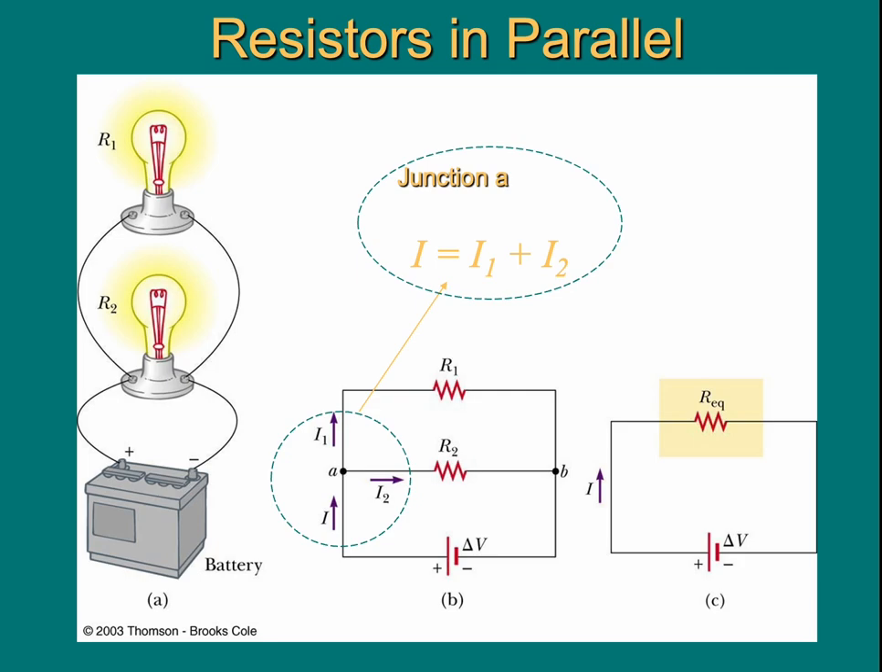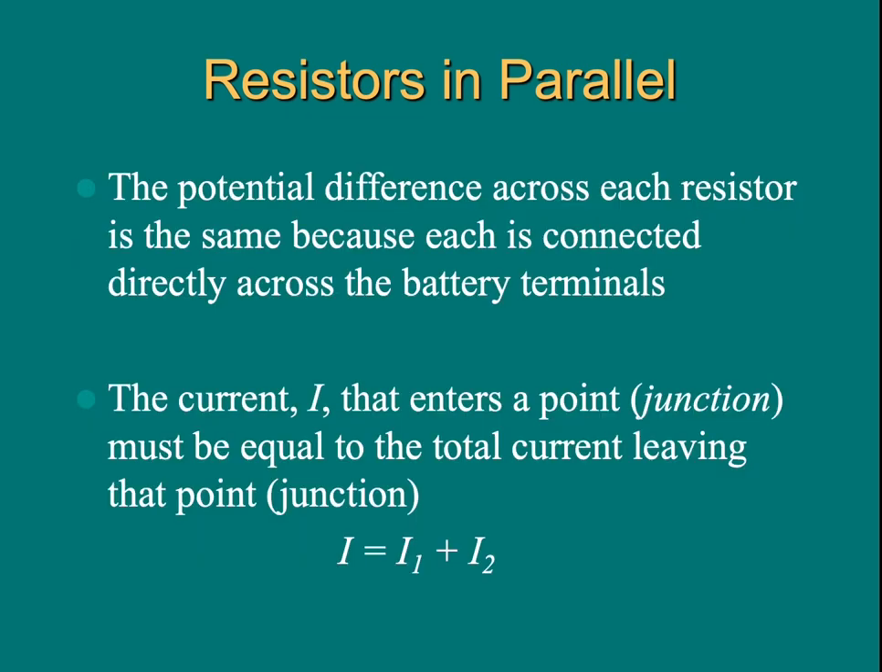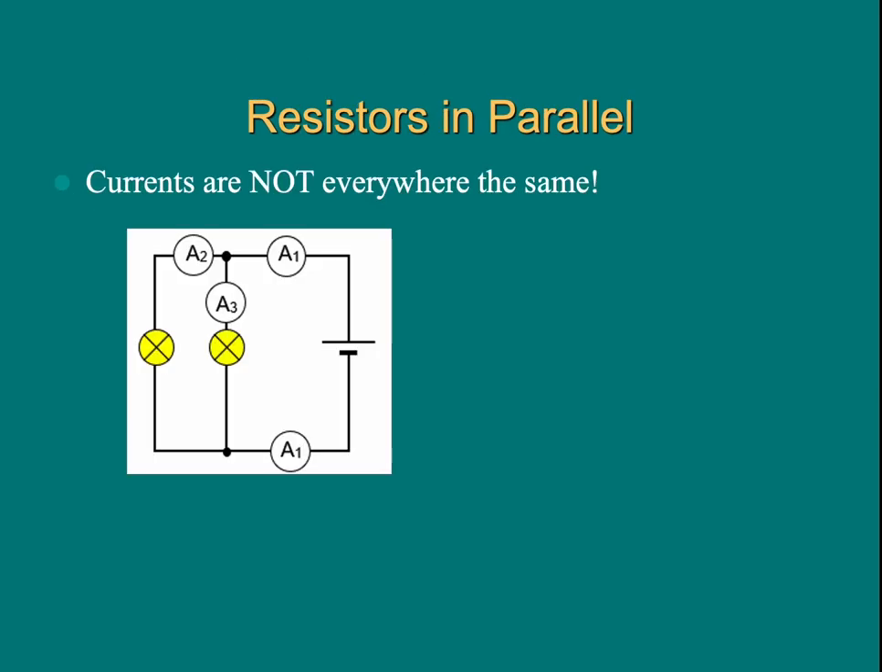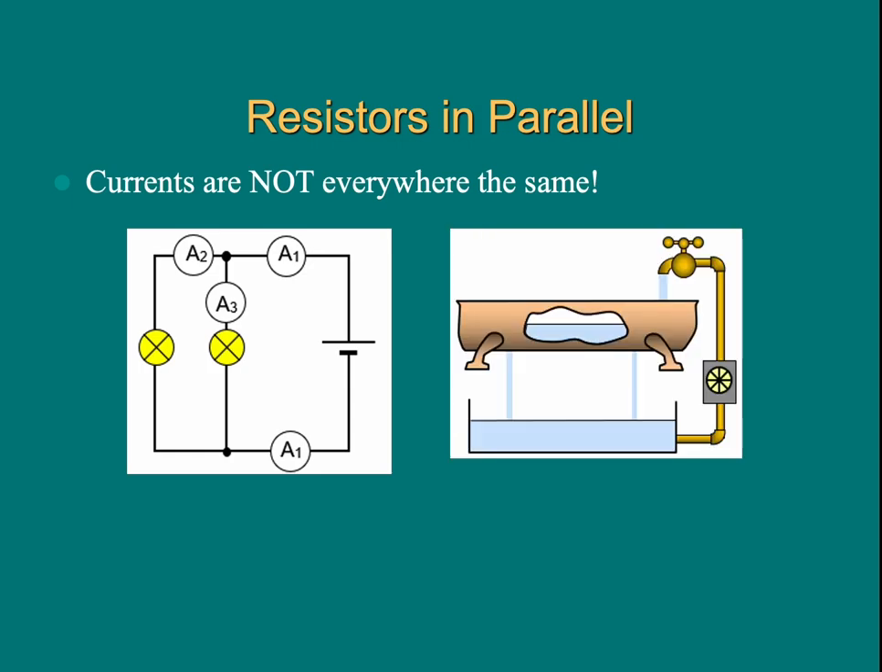We can also connect resistors in parallel. The potential difference across each resistor is the same because each is connected directly across the battery terminals. The current that enters a point or junction must be equal to the total current leaving that junction. So currents are not the same everywhere in a parallel connection.